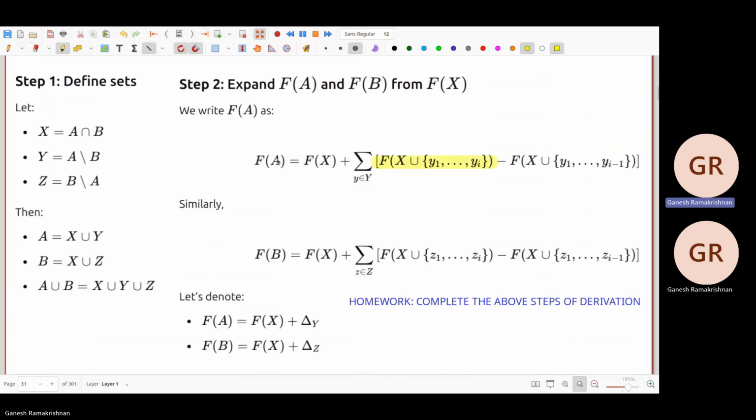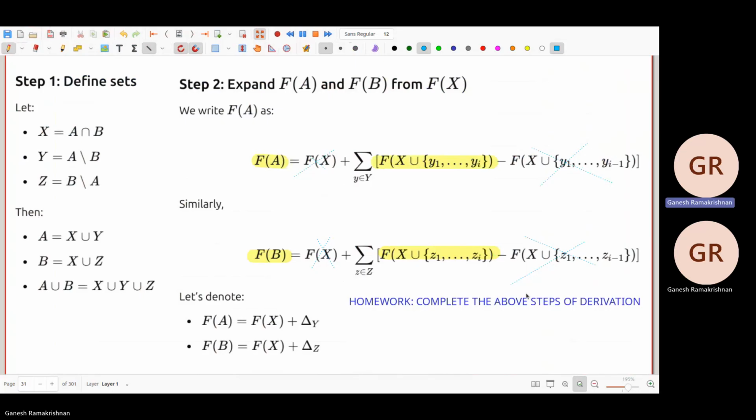This is nothing but A. Likewise, this is f of A. Likewise, f of this term is what is f of B. Okay, so all the other terms will get cancelled out to subsequent differences. This is clear?